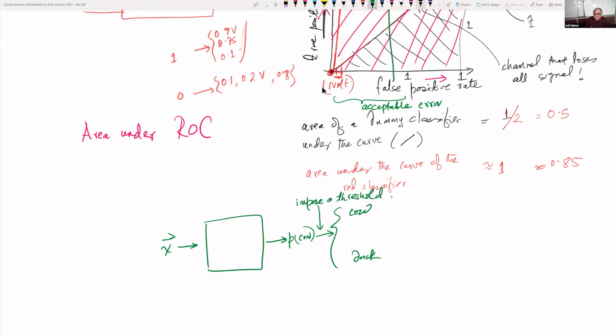And based on where you impose the threshold, you will have a certain false positive rate and a true positive rate. And you have to decide based on real-world situations what is acceptable, isn't it? You would make a determination based on that. Right? This is how it works.